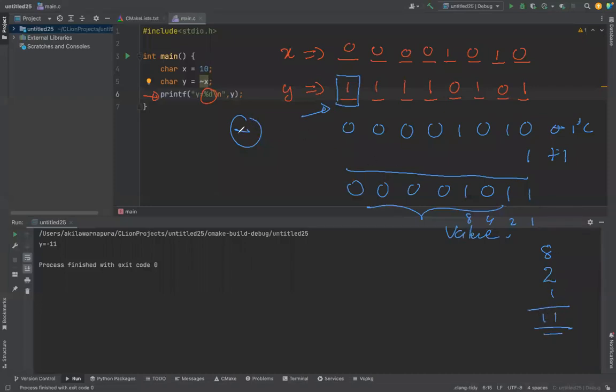Okay. However, the computer identifies the value as minus. Therefore, the sign is minus, the value is 11. Therefore, it is minus 11. That is how the y value is minus 11. Any issues?